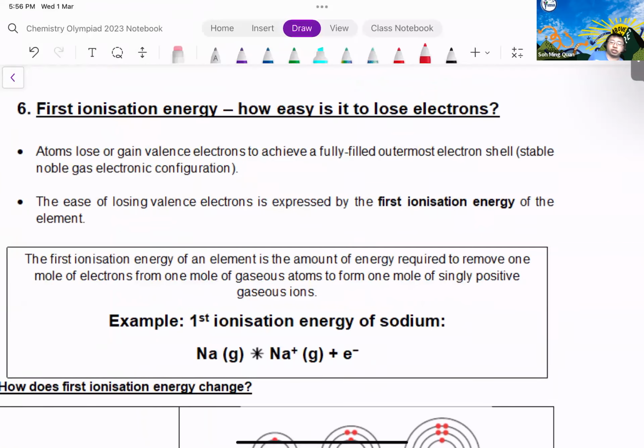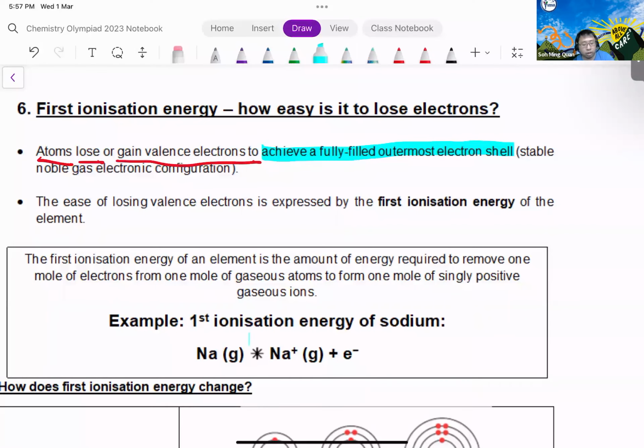First, ionization energy: how easy is it to lose electrons? Hopefully we know by now that atoms can lose or gain electrons. The whole purpose of losing or gaining electrons is to achieve a fully filled outermost electron shell. This is like the ultimate purpose for all atoms in the periodic table. If they don't already have a fully filled outermost shell, they will want to lose or gain valence electrons.